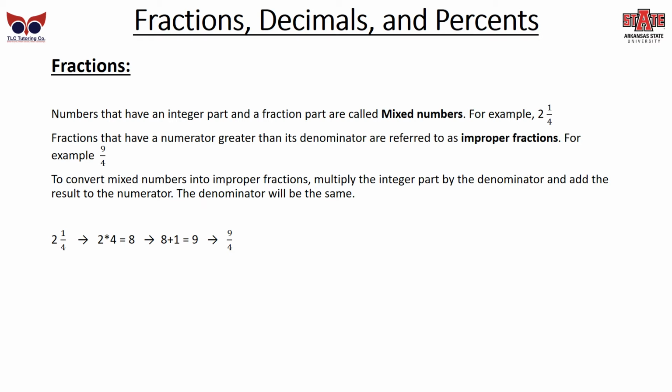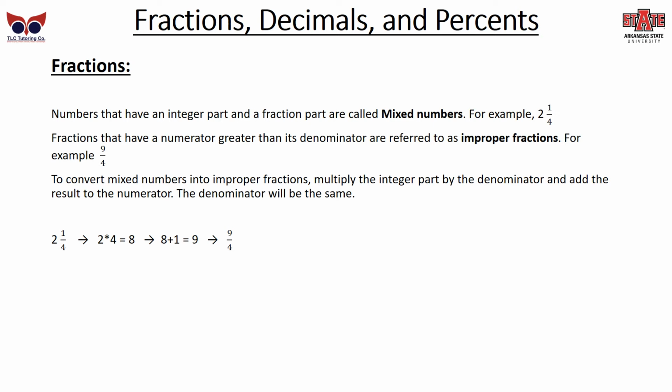Now let's talk about fractions. Now, we've talked about whole numbers primarily, but when we're talking about fractions, there's a couple of specific parts in here. Some fractions will have an integer, a whole number, and a fraction. That's called a mixed number, like 2 and 1/4. Then you also have fractions where the numerator is greater than its denominator, and they're referred to as improper fractions. So for example, 9/4, which is the same number as 2 and 1/4, just written as an improper fraction.